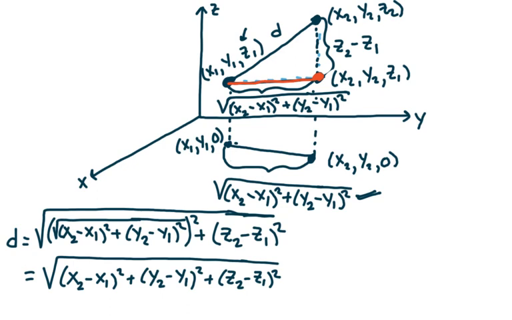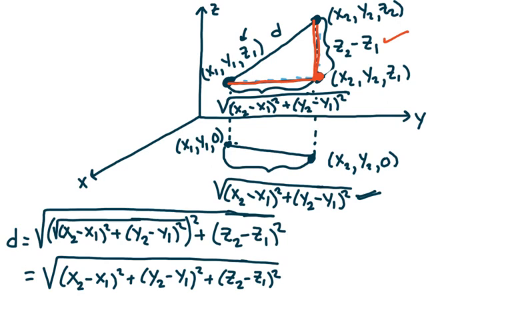I hope that makes sense. And then the distance between Q and that third point is just z2 minus z1. And so to get the distance between points P and Q, I'm applying the Pythagorean theorem again.